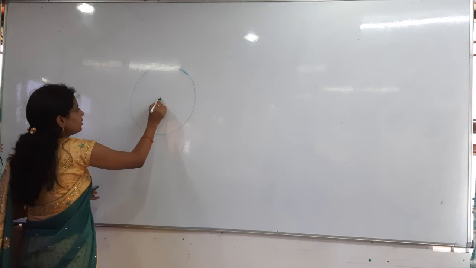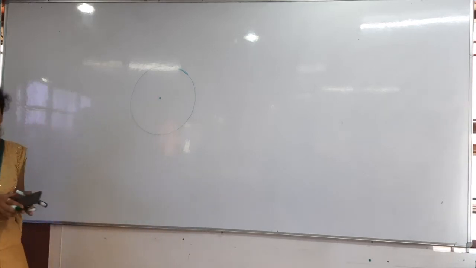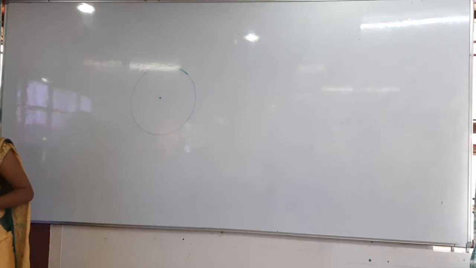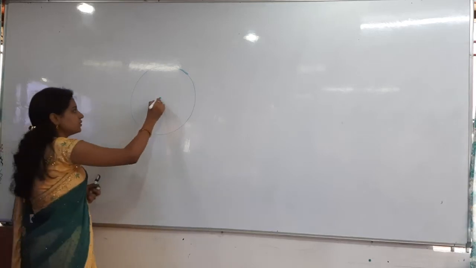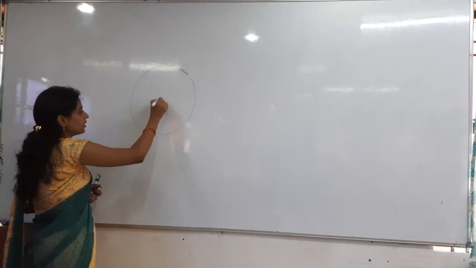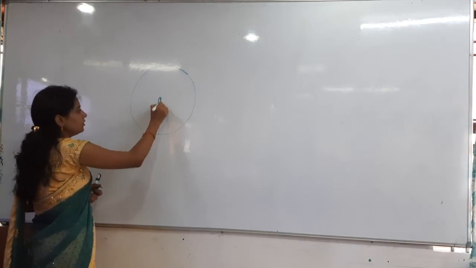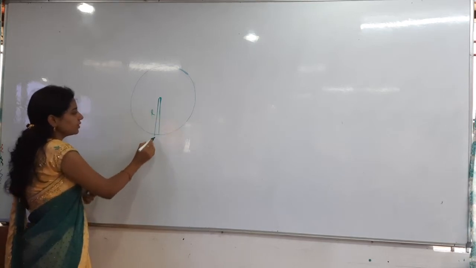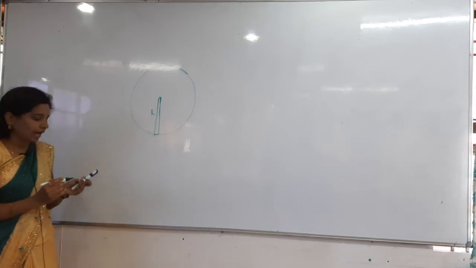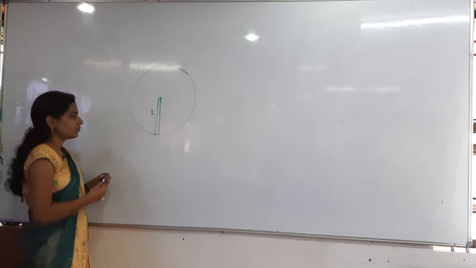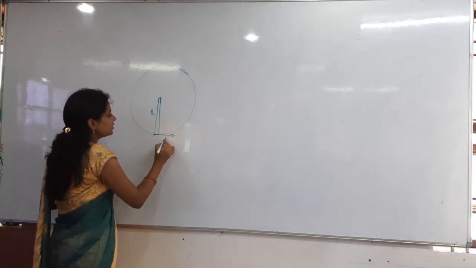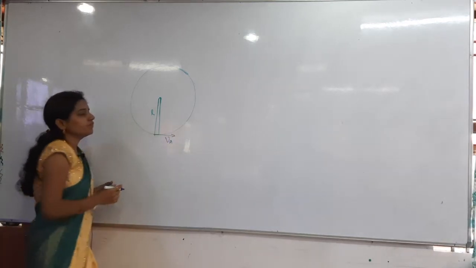See that I am not giving a massless string here. What am I giving here? A massless rod. This is a rod I have taken, a massless rod of length, let me take L. Now here I have to give some velocity, so that it will just complete the VCM.